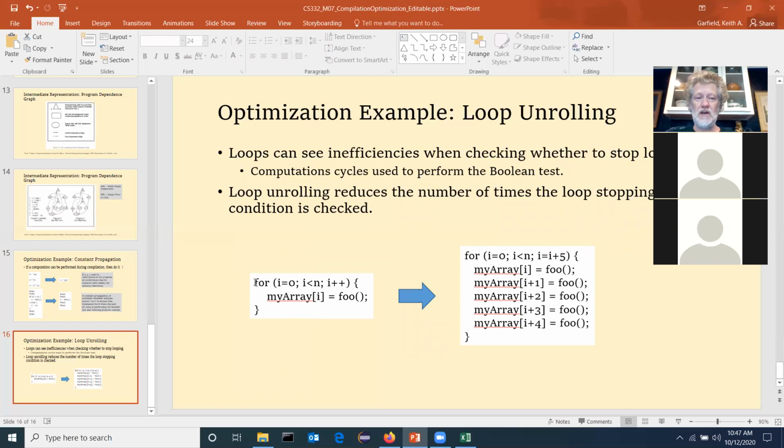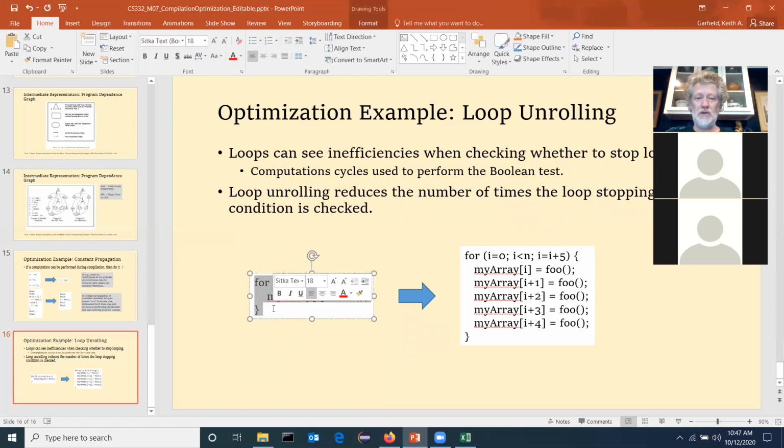So here's a simple loop optimization. I'm going to replace this simple loop, for I equals 0, I less than n, I plus plus, my array I equals foo. So I'm going to do something to the ith element of the array every time through. But what happens with a loop? Every time you go back, you have to do a check. And if you ever get false, then your program counter is wrong and you have to reset your memory stack and so on.